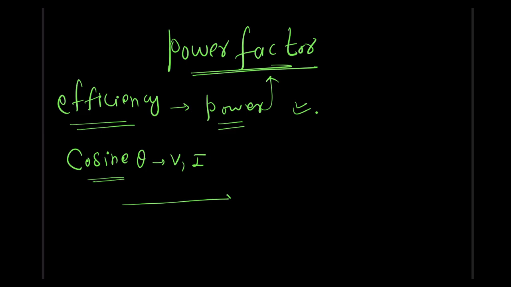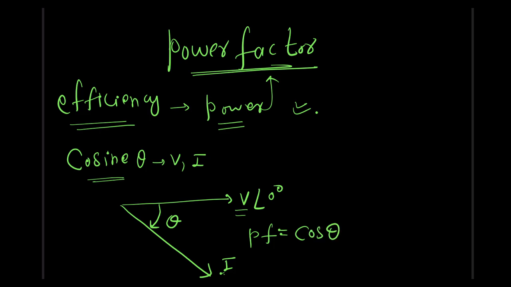Let's say this is a voltage V at angle 0 degree, and this is current I, which is theta degrees apart from voltage. So the angle difference between voltage and current is theta. The power factor will be equal to the cosine of this angle difference, theta. Power factor is cos theta.